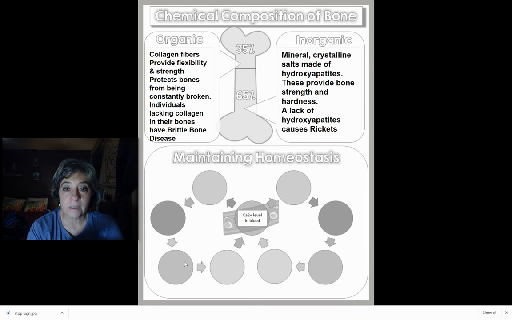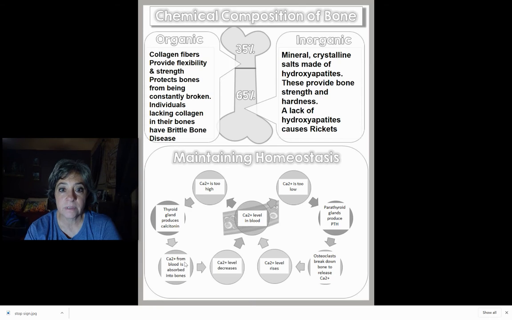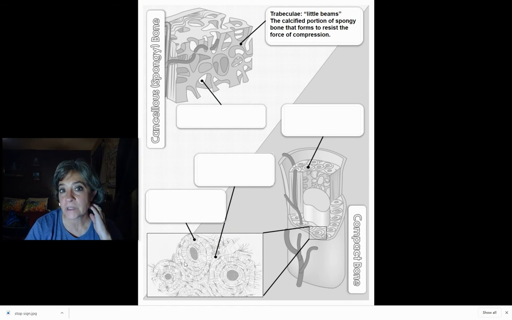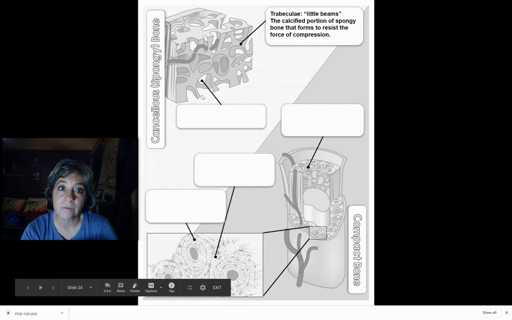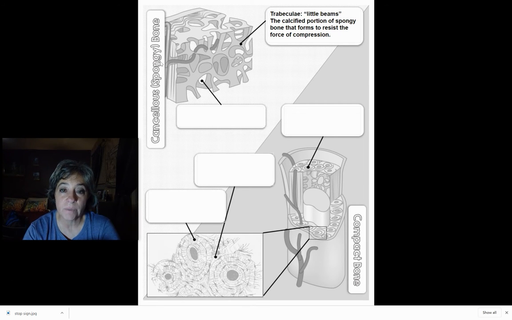Okay, we're going to not do the bottom part, so I'm going to go ahead and go on to the next slide. Just skip through all this. Okay, the next picture then is looking at the microanatomy of the bone. And there's actually two kinds of bone. This type is called cancellous or spongy bone, and the other type is called compact bone.